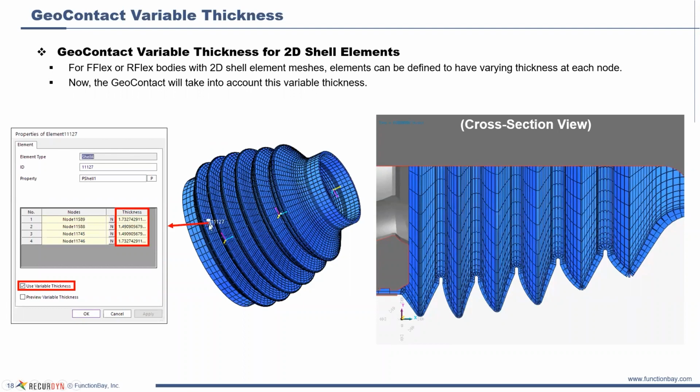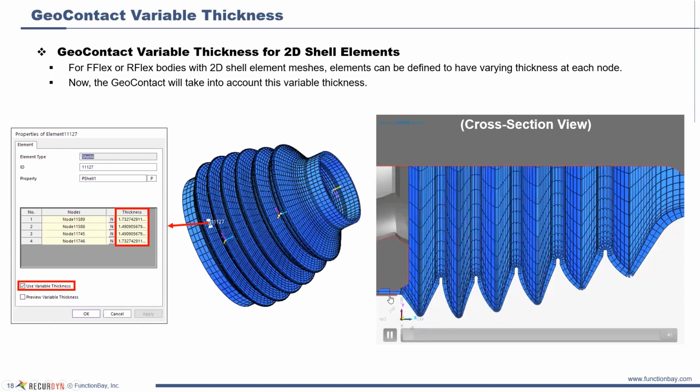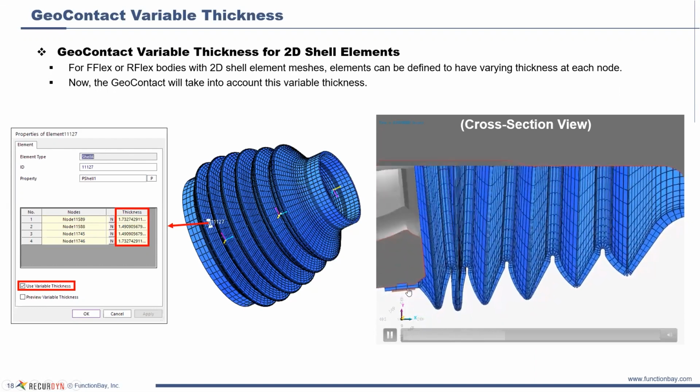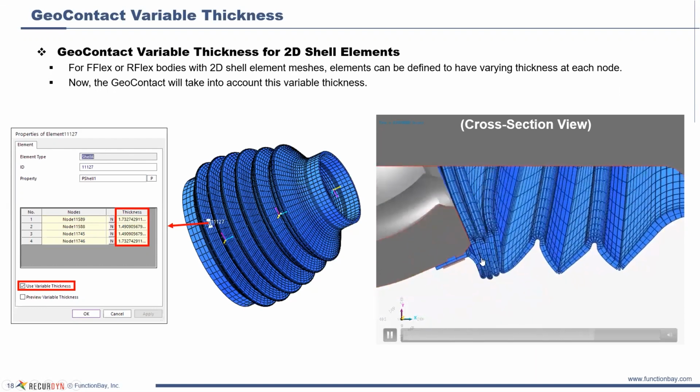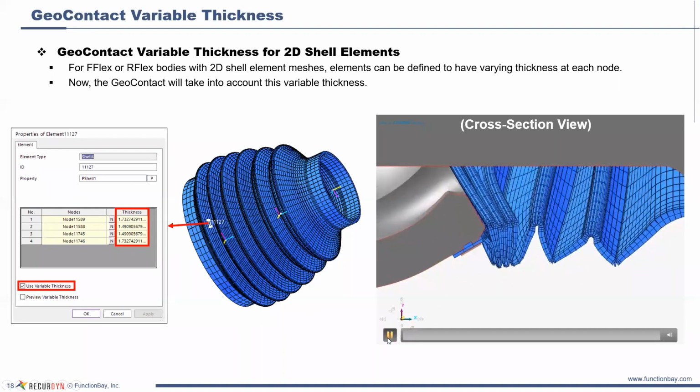If you bring up the properties for a particular 2D shell element in this mesh, you would see that the thickness defined for each of these nodes has its own value. And that's used to represent certain geometries where the wall thickness varies. The enhancement is now that the contact within RecurDyn takes that thickness into account correctly. So if we take a look at this simulation here, we can see that the solver is handling that thickness correctly.